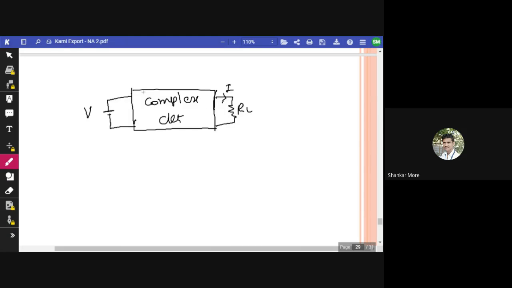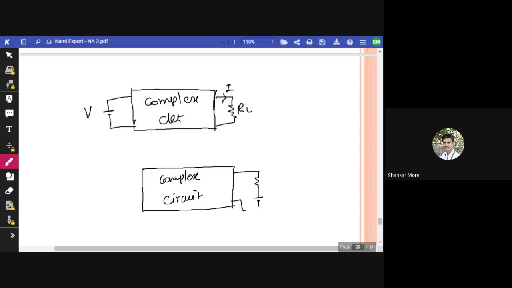So when we apply the reciprocity theorem, in that case we can change the position of voltage source and current. The complex circuit will be as it is. We are not going to make any changes in the circuit. RL is as it is, and we will be applying the voltage source here. Voltage source, this is RL, and in this branch the current I will be flowing.